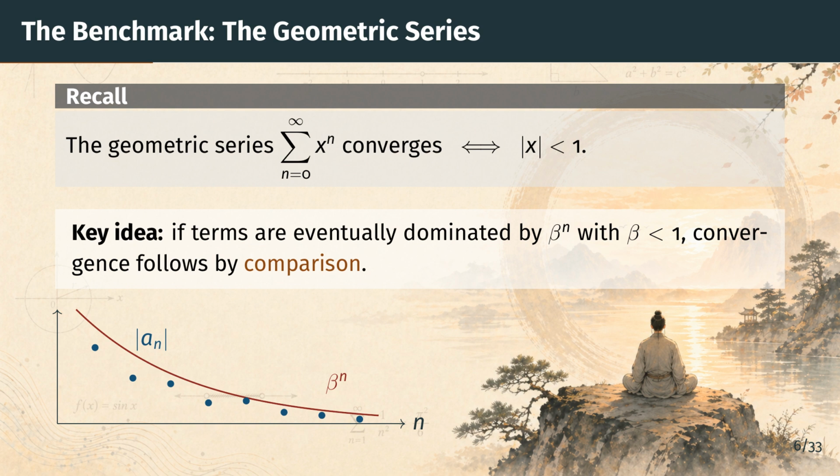The smooth red curve is the decaying geometric term, beta to the n, with beta less than 1. The blue dots are the sizes of our series terms, the absolute values of a_n. As long as the blue dots eventually stay below the red curve, our terms are dominated by a convergent geometric series, and the comparison test hands us convergence. Both the root test and the ratio test work by establishing exactly this domination. Keep this picture in mind as we state the root test.